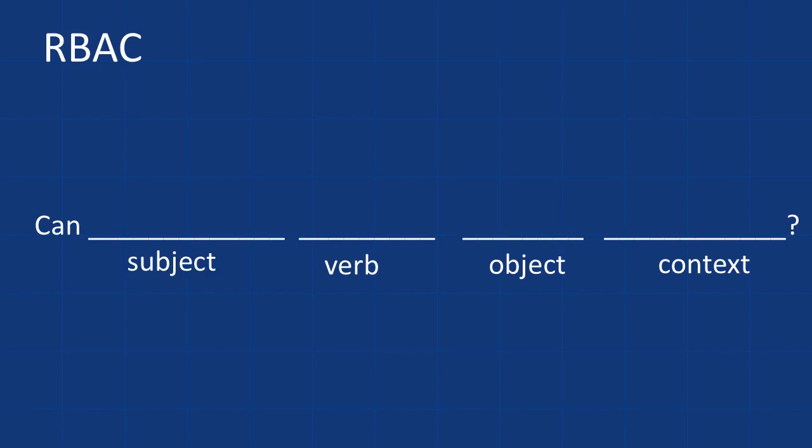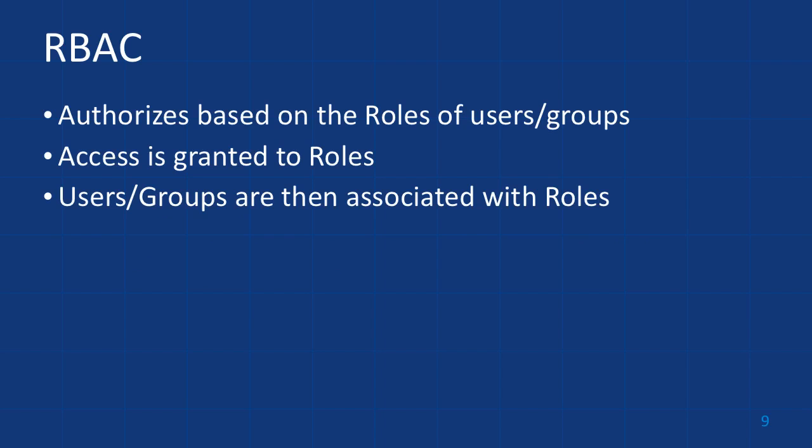Okay, now that we've created a user that can authenticate with our cluster, we can get into giving that user some authorization. So for that, we're going to use RBAC. RBAC seeks to answer the following question: can the subject do a specific operation on a specific object in a certain context? For example, can user Rob list pods in the whole cluster, or can group creators create pods in a specific namespace like namespace 1? RBAC authorizes based on the roles of the users or groups. Access is granted to roles, and then the users or groups are associated with those roles.